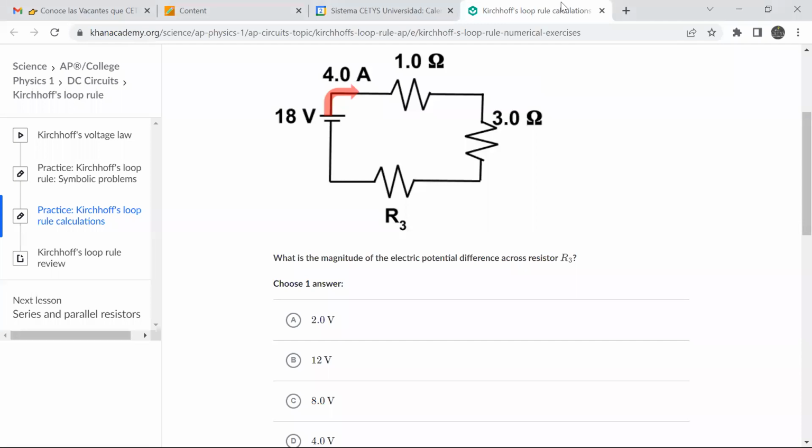Okay, so let's remember about Kirchhoff's second law. And they're in series, correct? And actually what we have here is a loop. It's the only loop we have, so I'm gonna call it loop 1.